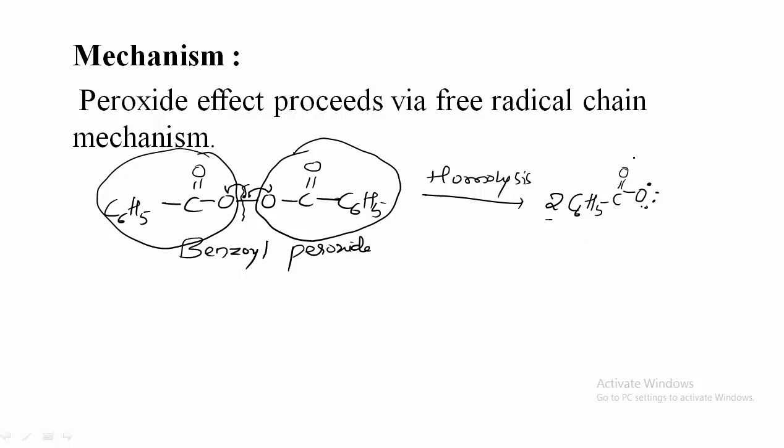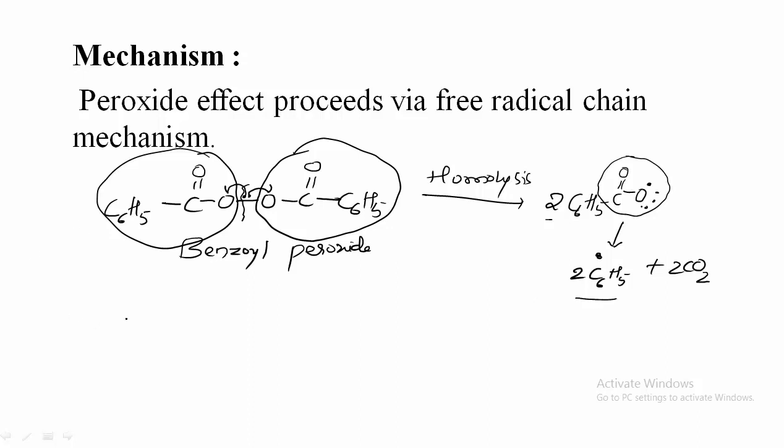And again, the COO, that is CO2, will get eliminated, and thus again we will get 2 moles of C6H5 free radical along with liberation of 2 moles of carbon dioxide. So now this is our free radical.